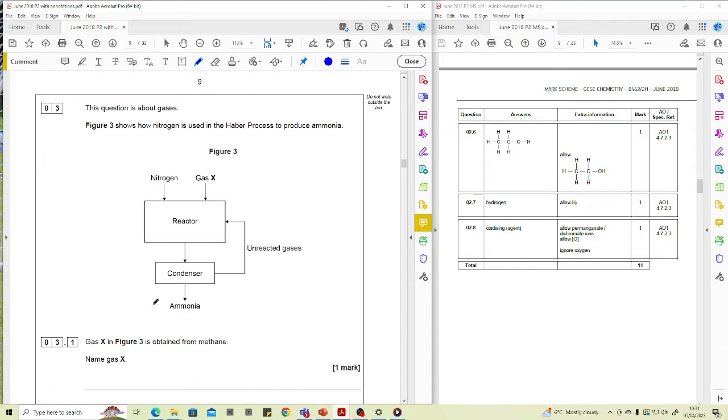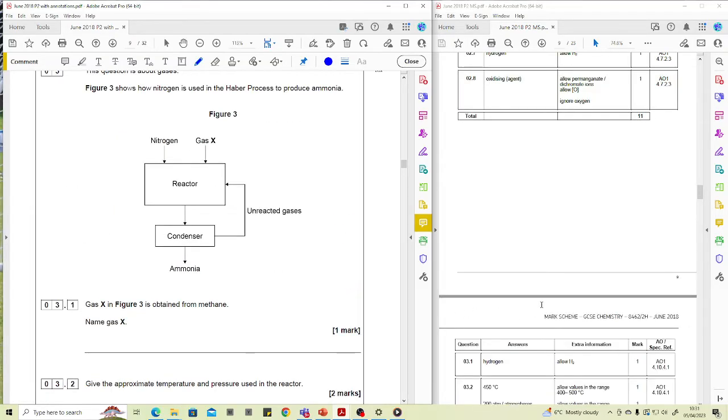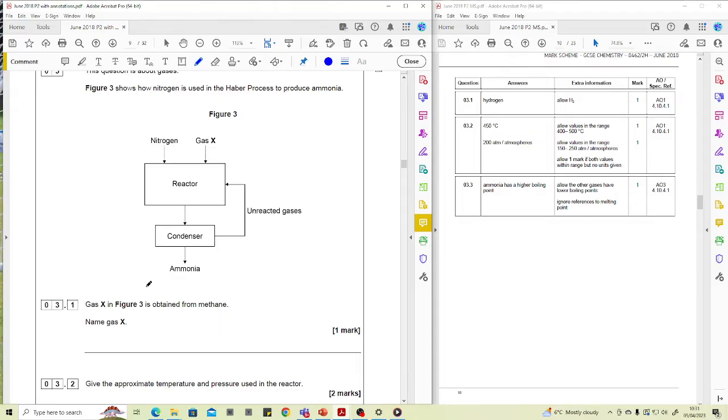Okay, the next question, question 3, is about the Haber process, and we've got to just recall all the details about the process. So let's just have a look. We've got nitrogen and gas X in, so that's hydrogen. Then we've got a condenser, and we've got a recycle loop back to the reactor.